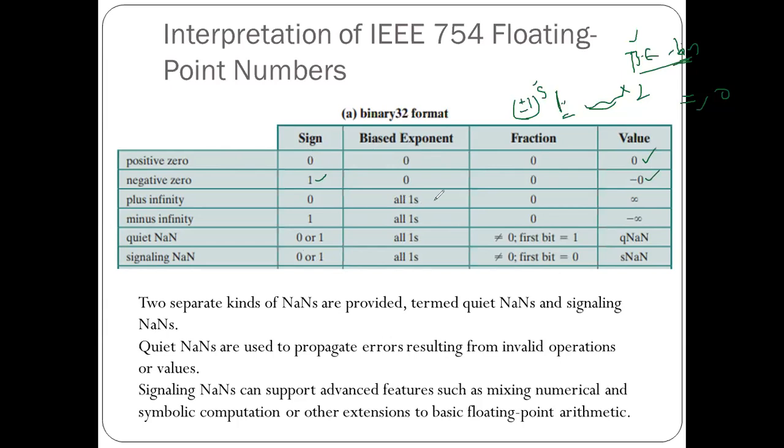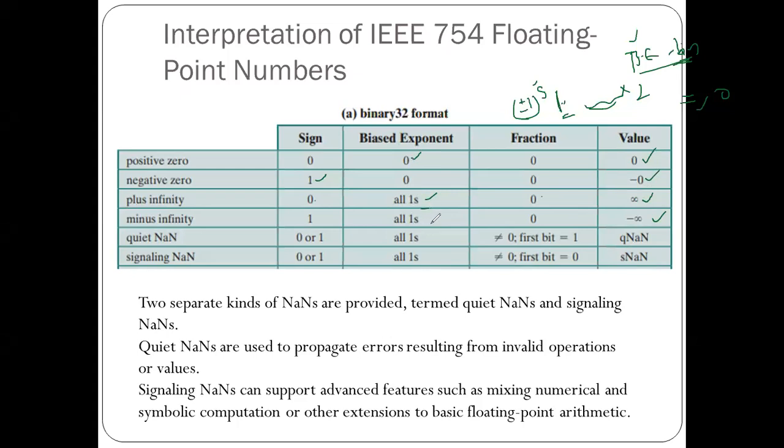Similarly, if the biased exponent is all ones and the sign and fraction values are 0, the value is treated as infinity. Similarly, minus infinity is for sign bit 1, all biased exponent bits 1, and fractional bits 0. So 0 and infinity, both positive and negative, are facilitated with the help of the all-0 biased exponent and the all-1 biased exponent.